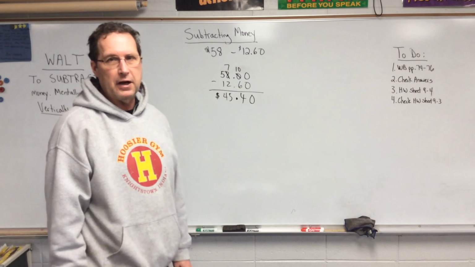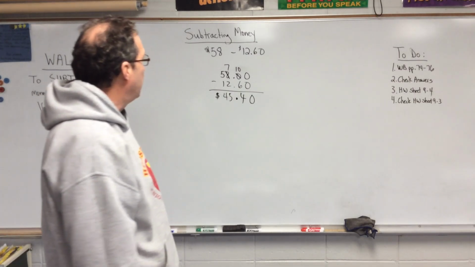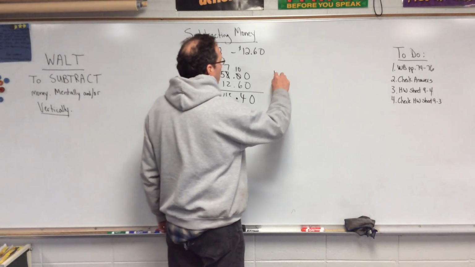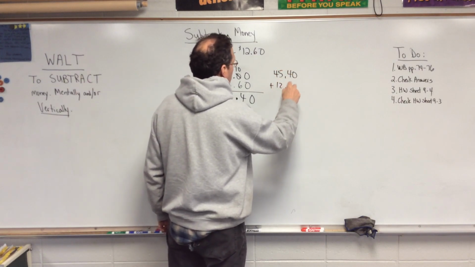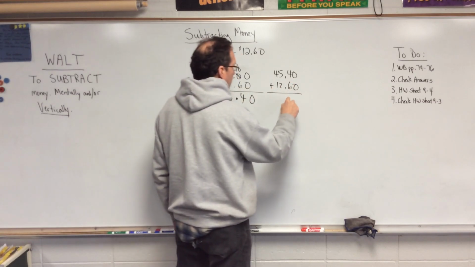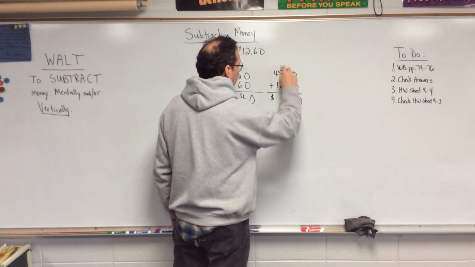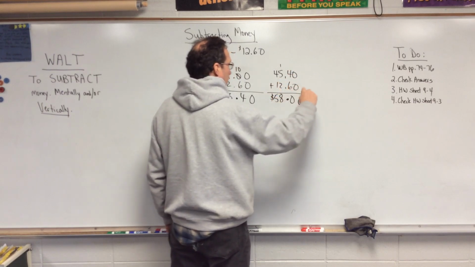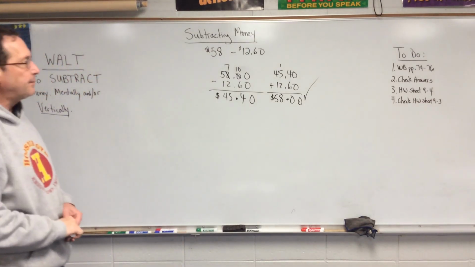Who remembers how to check our subtraction work? If this was a real important question on a test or a bonus question, how would I check my work? Remember, I check my work by adding 4540 plus 1260. I add my 2 bottom numbers, and I should get that number there. 0, 10, 8, no carry, $58. Check. I must have done that one right.